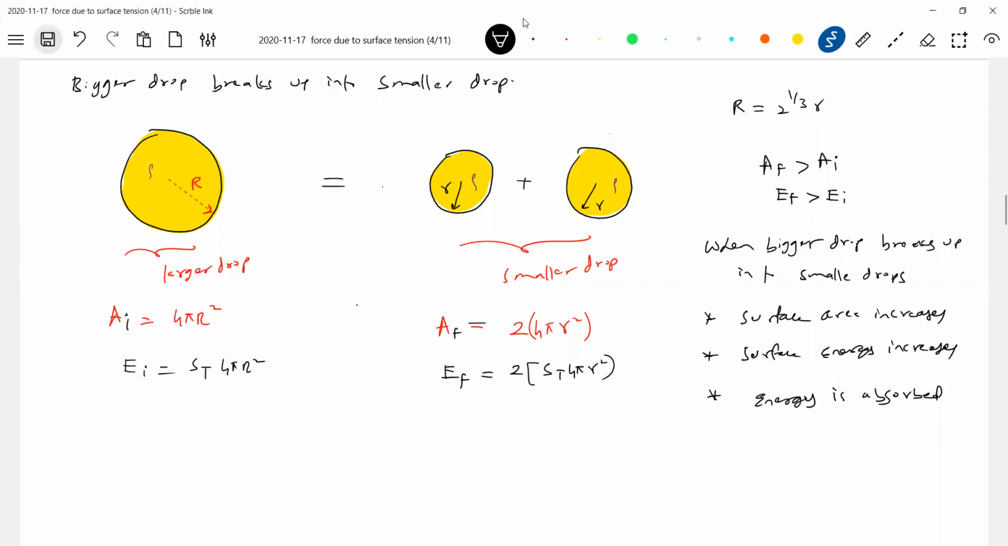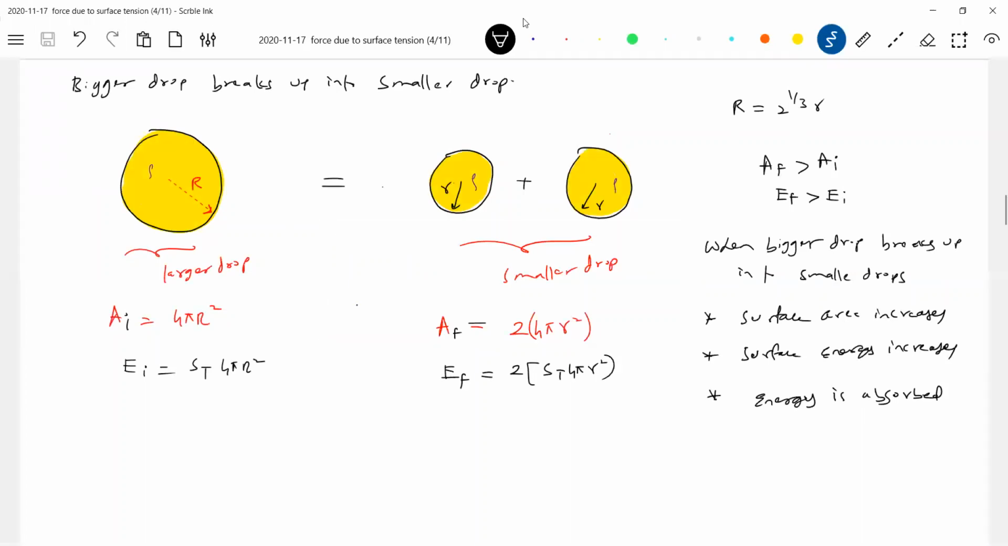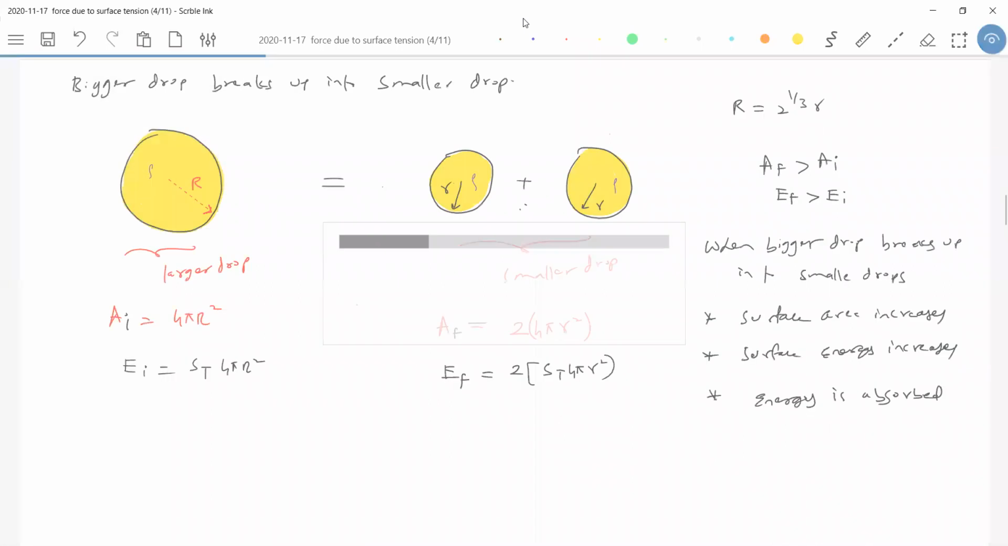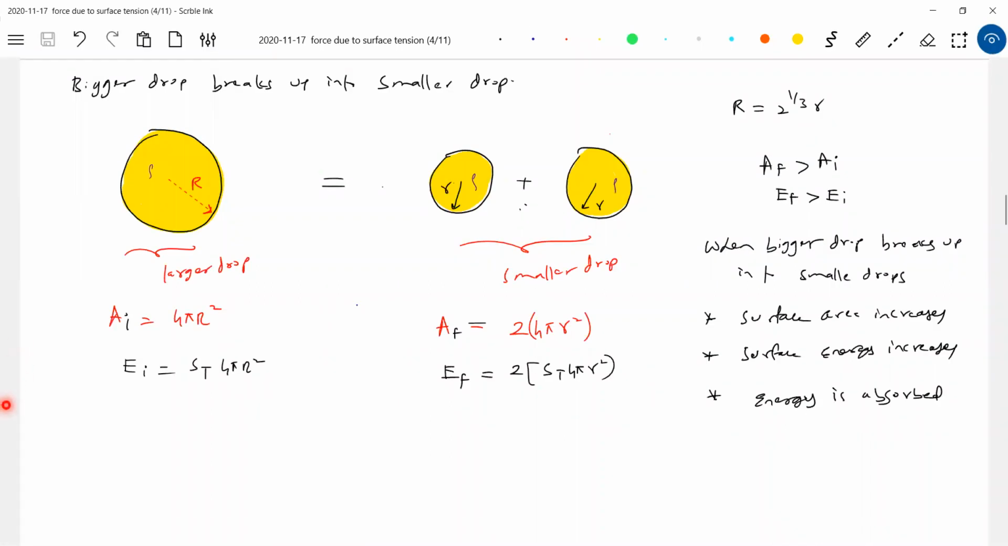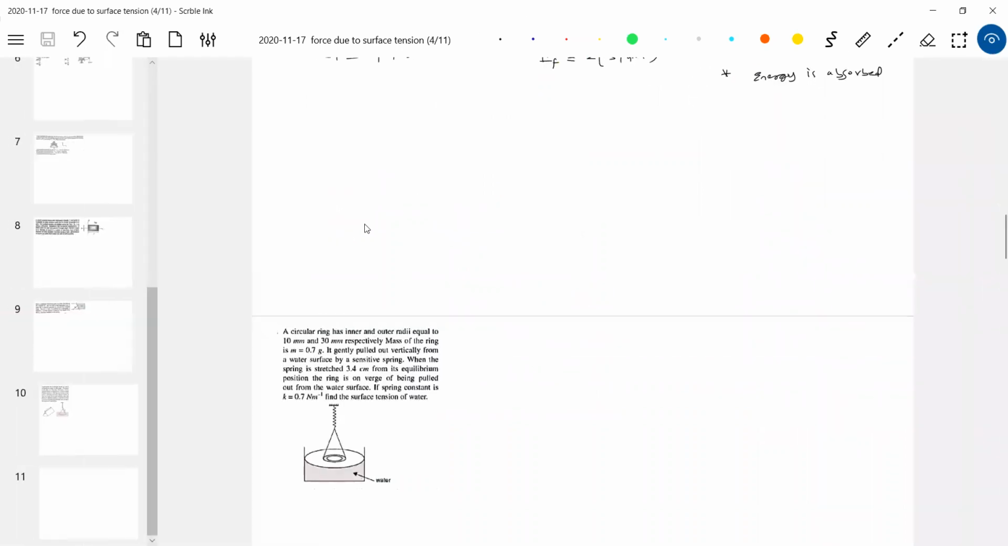So one more way of defining surface tension: if you are able to calculate the surface area, work done per unit surface area, you can define surface tension, instead of force per unit length. Not only 2 drops, the bigger drop can break up into n smaller drops. In that case, n should be brought in here. Instead of 2, n will come. Okay, after this, we'll go for the next condition.